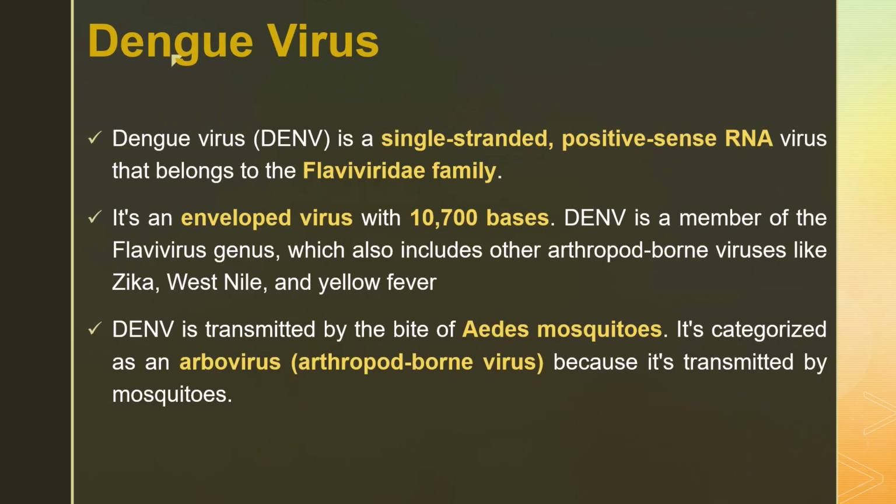Dengue virus is a single-stranded positive-sense RNA virus that belongs to the Flaviviridae family. It is an enveloped virus with 10,700 base pairs. Dengue is a member of the Flaviviridae family, which also includes other arthropod-borne viruses like Zika, West Nile, and yellow fever. Dengue is transmitted by Aedes mosquitoes. It is characterized as an arbovirus, arthropod-borne virus, because it is transmitted by mosquitoes.